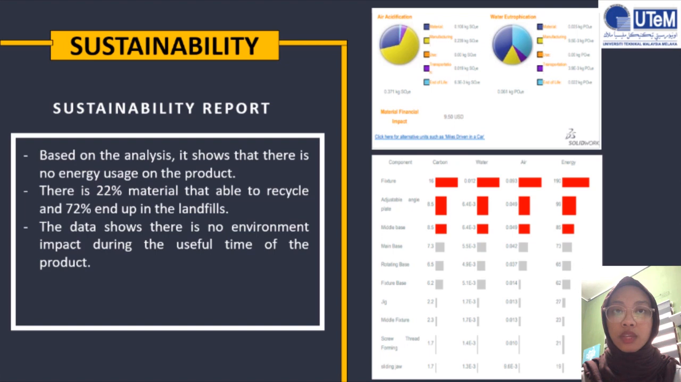The jig and fixture bring a huge impact to the environment at the end of life, as only 22% of the material is able to be recycled and the other 72% of the material ends up in the landfill. Furthermore, the report shows that there is no environmental impact during the usable time of the jig and fixture with adjustable angle. This is because during the usable time, it acts as an assistant to produce angle holes. It does not require any energy.